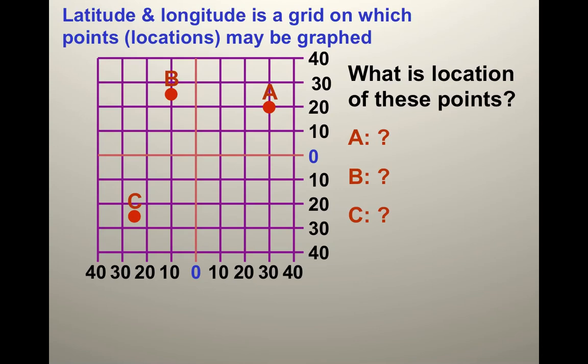We'll do B together as well. Latitude first. 0, right? 10, 20, 25 degrees. Directional indicator would be north, right? We're above the equator. 25 degrees north. Our longitude would be 0 at the prime meridian, right? 10 degrees west.